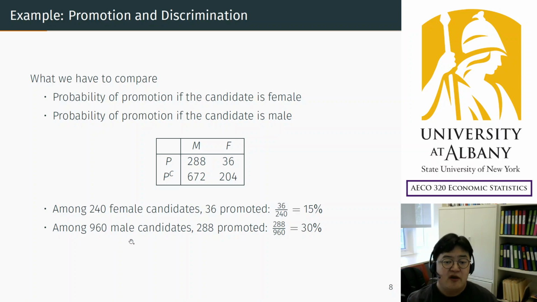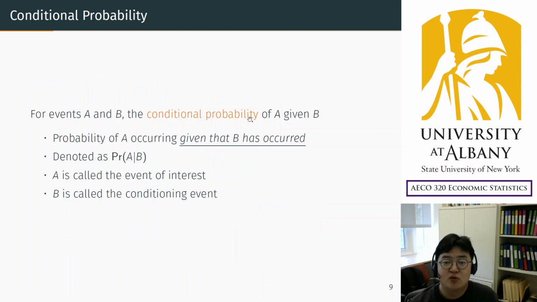And similarly, if you restrict your pool to male, then you are going to calculate another conditional probability with a different condition, right? So in this setup, we set the condition B, which is the conditioning event. In our example, it is either male or female. And then the main event of interest is promotion.